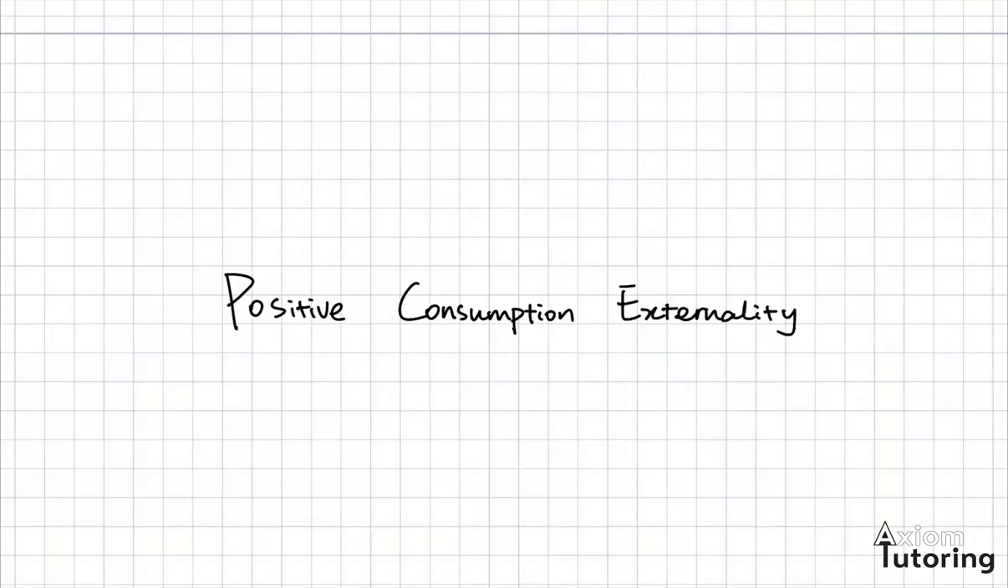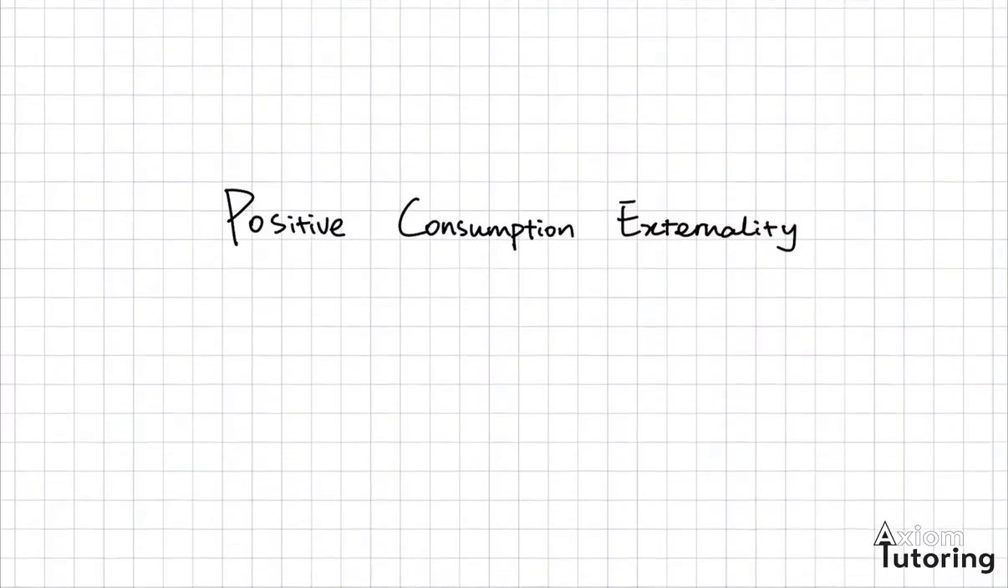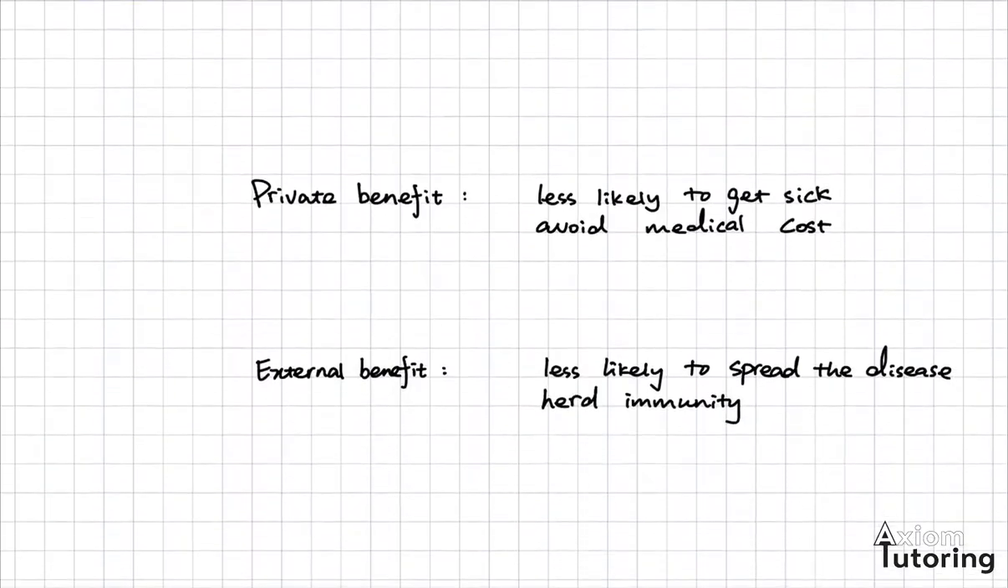Because these extra social benefits are often ignored by consumers, the market tends to underconsume the product. As a result, the free market produces less than the socially efficient quantity. Throughout this video, we'll use one real-life example: vaccinations.